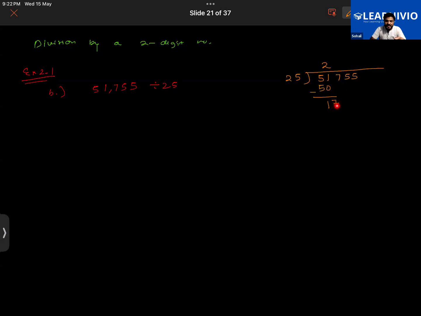But 17 will not get divided by 25, because it's a lesser number than the divisor. So I have to bring down one more number, this 5 also here. But the condition applied is that you have to put 0 after the quotient. You have to put 0 in order to bring down one more digit. You guys getting this thing? Both of you got this? Sumaya, you got this or not? Yes, I got it. Okay.